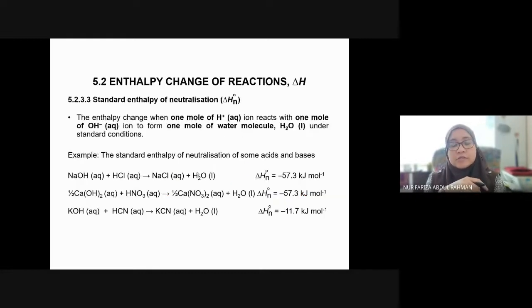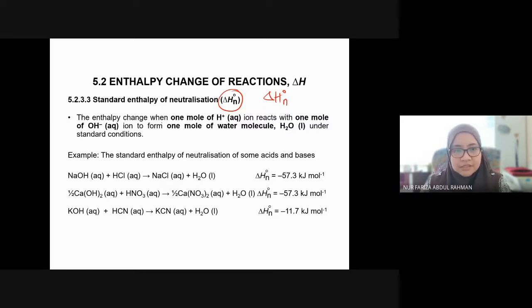Alright, so let's move on to the last one, standard enthalpy of neutralization in our syllabus, okay? Alright, so which is the neutralization. To denote this standard enthalpy of neutralization, we use N. Enthalpy change, standard enthalpy change, and then we use small letter n. Okay, so n stands for neutralization.